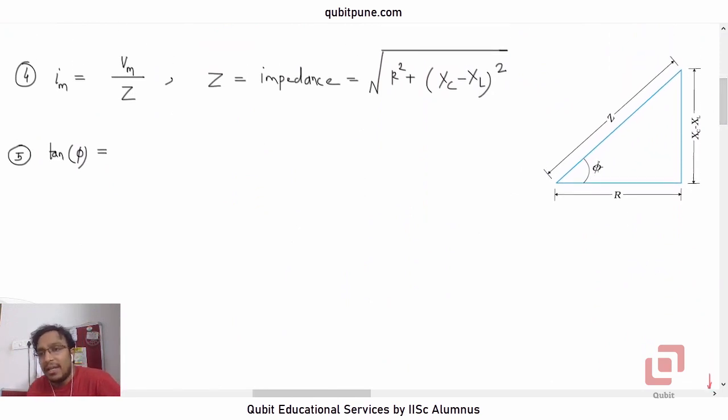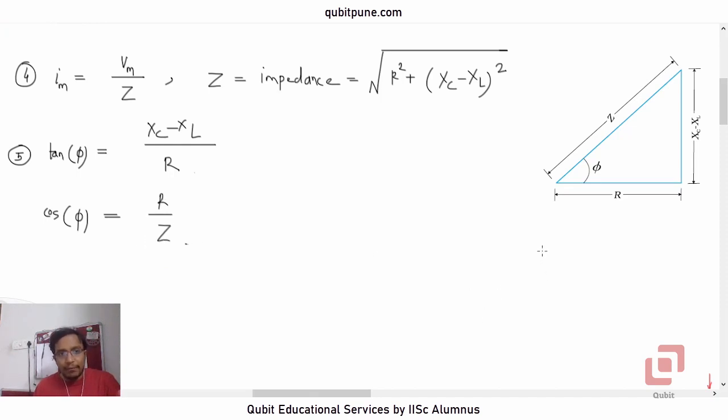Now can you tell me what is tan phi? Yes, tan phi is Xc minus XL divided by R. Or you can also talk about cos phi, which will later on be called the power factor. It is R upon Z.